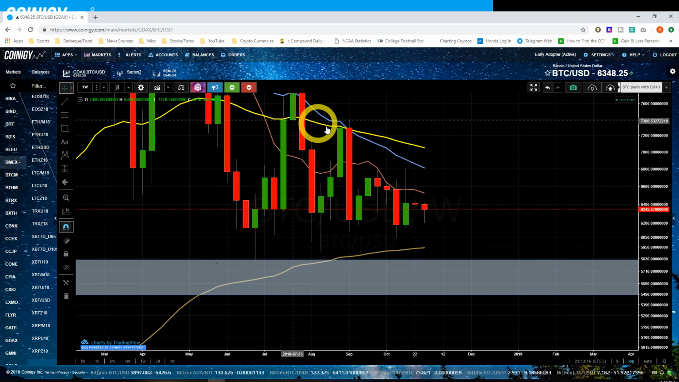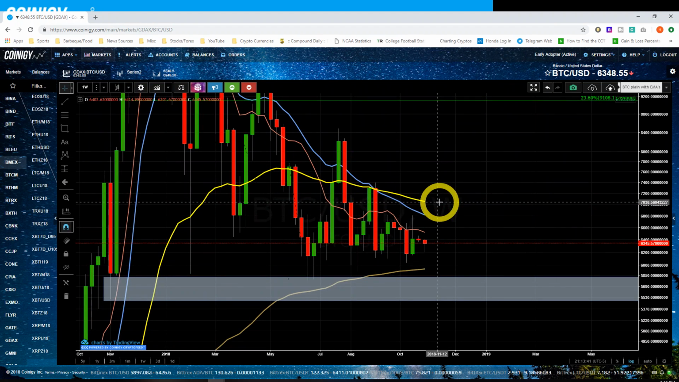But getting back above that, that's the key. And look where the 50 EMA is. It's right at 7,000. So when I called that, I was thinking it maybe spikes up to here and then pulls back. We'll see how it plays out. But right now, it's just range bound. It's just tightening up and tightening up.